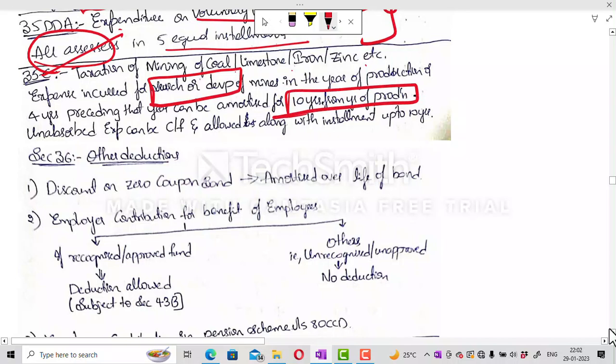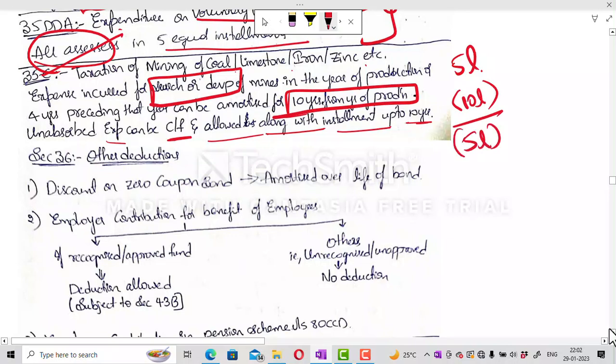Okay, above we have studied 5 years and here it is 10 years. Unabsorbed expenditure can be carried forward and allowed along with next year's installment up to 10 years. See, for example, here 5 lakhs is the profit, but this year's deduction is 10 lakhs. So 5 lakhs can be carried forward to next year.